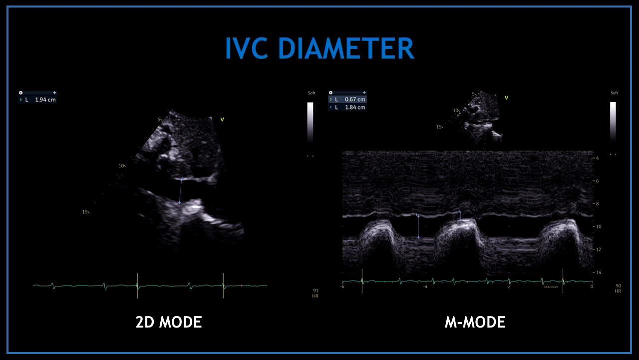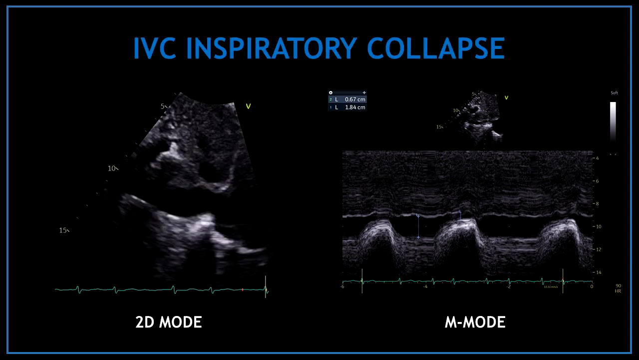You can measure the inferior vena cava diameter by 2D mode, by M mode, or you can assess the inferior vena cava size visually. Also, you can visually assess the inferior vena cava inspiratory collapse by 2D mode, or you can measure the inferior vena cava inspiratory collapse by M mode.